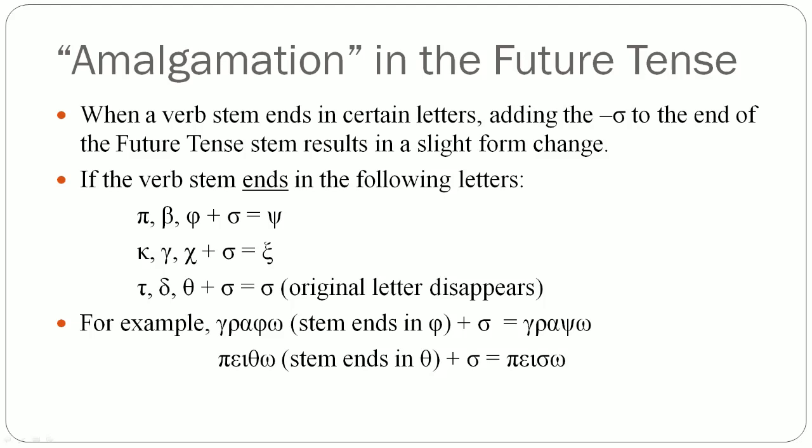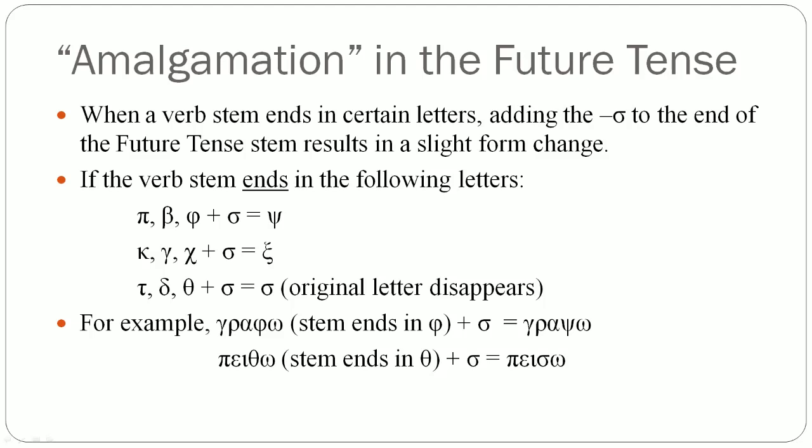This last set here, the last three letters, tau, delta, and theta, are all related letters, and when you go to add the sigma to the end of the stem, the original letter, the tau, delta, or theta, will disappear and you're just left with a sigma. So instead of adding the sigma to the end of the stem, you end up dropping a letter and keeping the sigma. I've given you a couple of examples here.